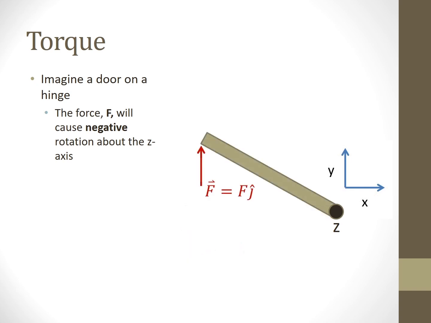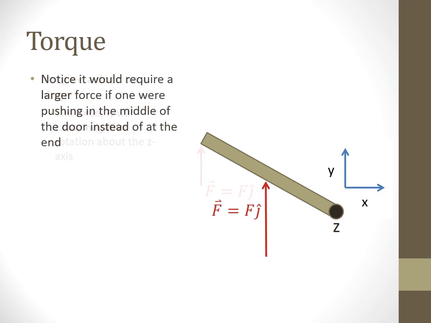And so at some point later in the motion, we see that the door is going to be at an angle. The force at this point is no longer at a 90-degree angle to the door surface. Instead, it's at some lesser angle, as you can see. Also, if we try to push on the door toward the middle, we're going to need a larger force to cause the same rotation. And that should be intuitive. This is why people would not normally push on the middle of a door.